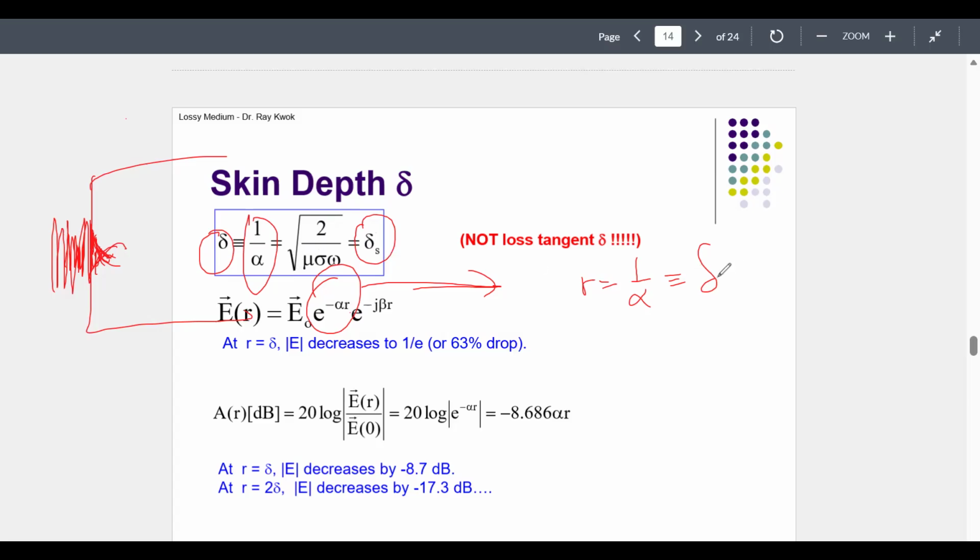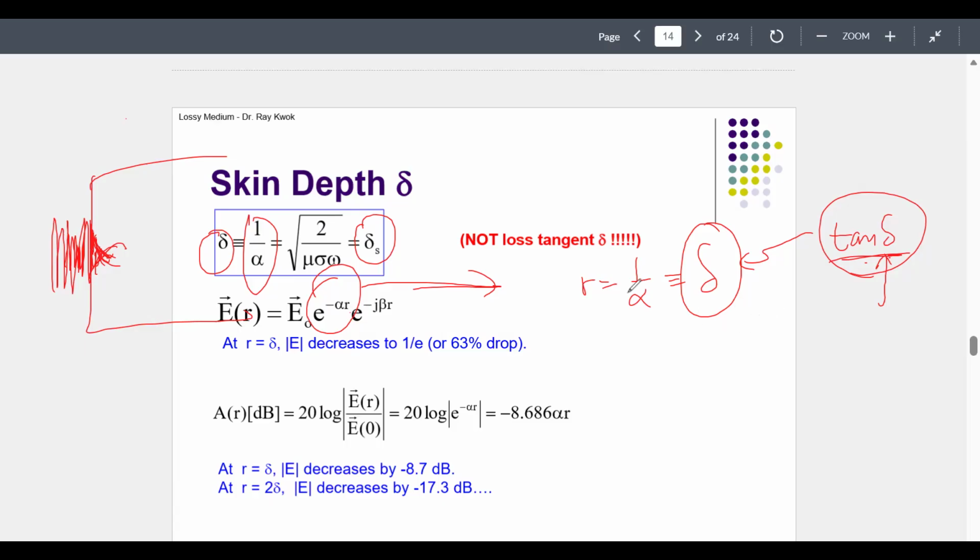But again, when you see delta, never confuse that with the loss tangent delta, right? Like I said last time, no one would break this delta off the tangent. No one would ask you what is this phase angle ever. They will only ask you what is the loss tangent of the material. So when you see the delta by itself, it's never the loss tangent. It's always the skin depth. Is that clear? In the exam, I see a lot of confusion here, so make sure you remember this.